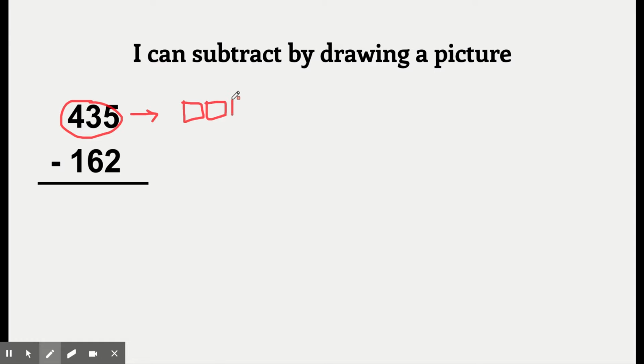So I have 4 hundreds, I have 3 tens, and I have 5 ones. When I draw my ones, I like to draw them in rows of 5 so I can think of them as if they were in a 10 frame.